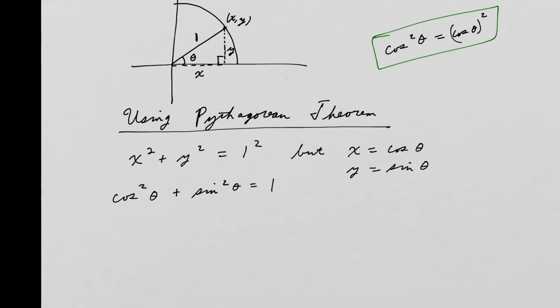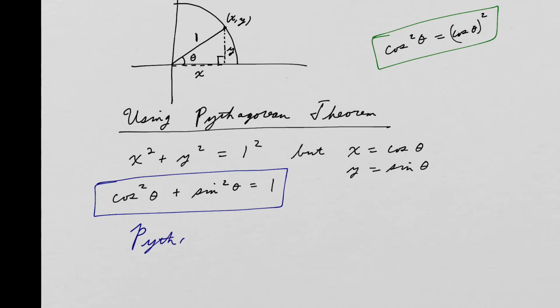So this is very important. This is called the Pythagorean identity, and it comes from the Pythagorean theorem. Identity basically means it's equal to 1. All right, so what I want to do next is use that to solve a couple of problems.